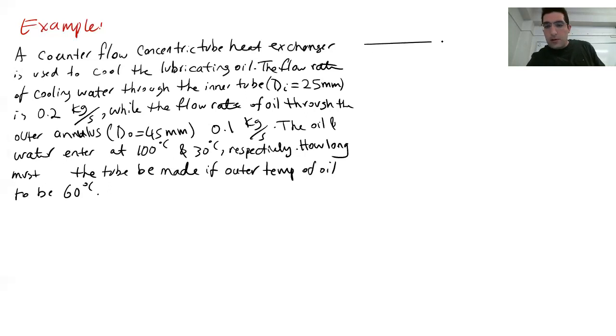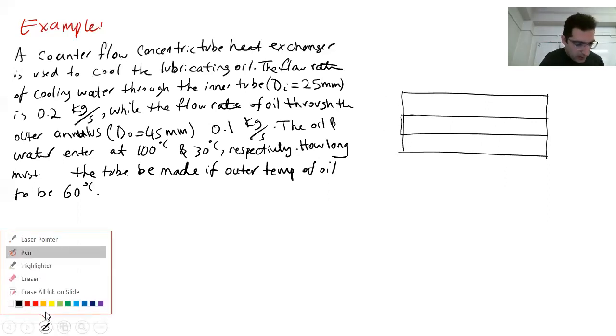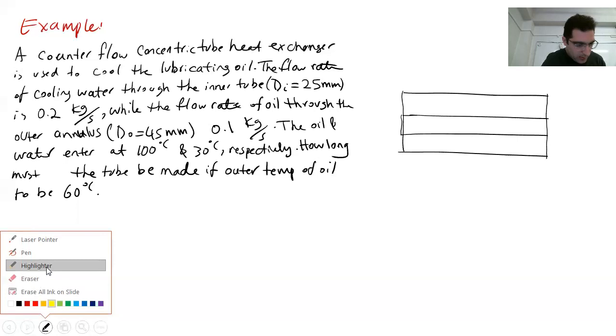So what we have here is a tube and tube heat exchanger. So this is the inner tube, and we have the outer tube. Let's see what I can find in terms of highlight. I don't have much option, so let's forget this.